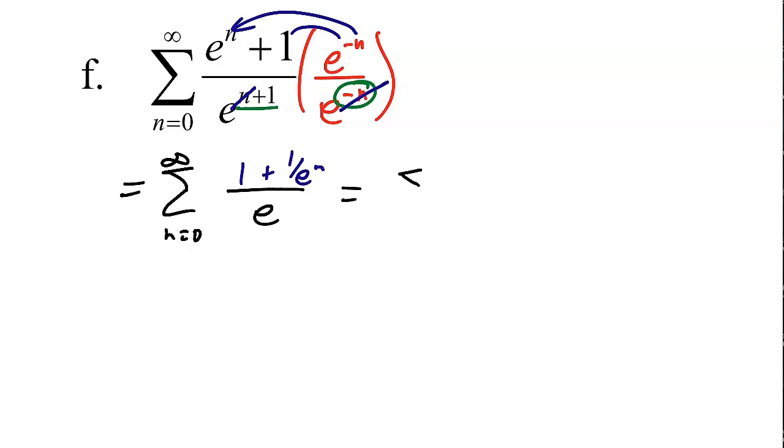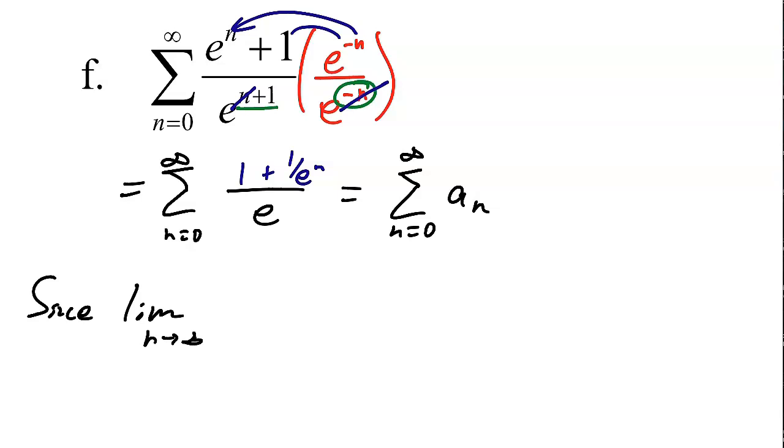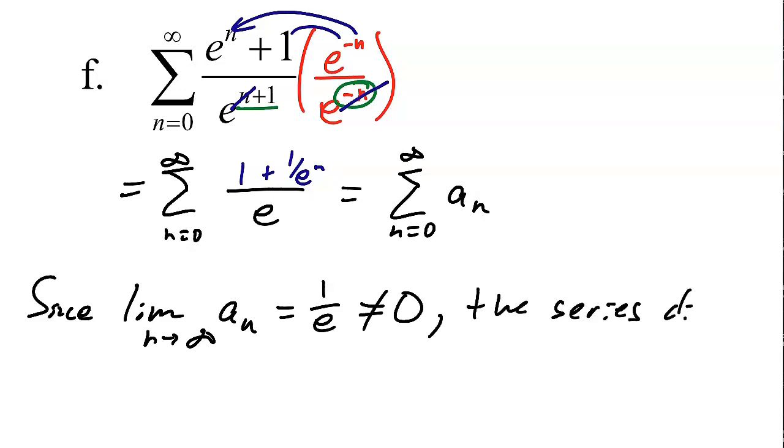And now if I say that this equals the sum from 0 to infinity of a sub n, because now if I put in infinities, this is the only place I'm putting in an infinity, and this is 1 over infinity, which is 0. So this is 1 plus 0 over e. So this limit, since the limit as n approaches infinity of a sub n is 1 over e, which does not equal 0, the series diverges by the nth term test.